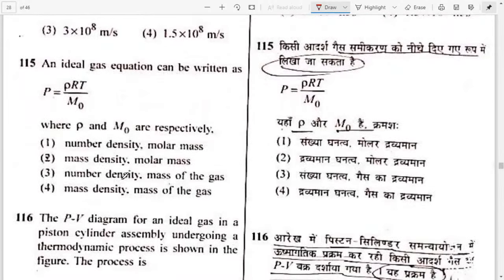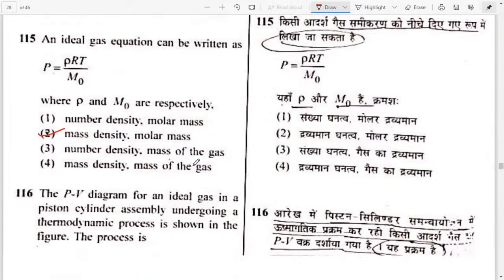Next, question number 115. An ideal gas equation can be written as P equal to rho RT by M0, where rho and M0 are respectively. So for the ideal gas equation, we know it is 2, that is rho is mass density and M0 is molar mass. Option number 2 is the correct option, students.